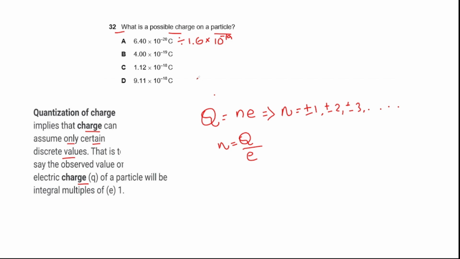And using that, you will be getting a decimal value for each of them except option C. So when you are dividing this with the value of 1.6 times 10 to the power of negative 19, you will be getting 7. So that's why option C is the correct option.